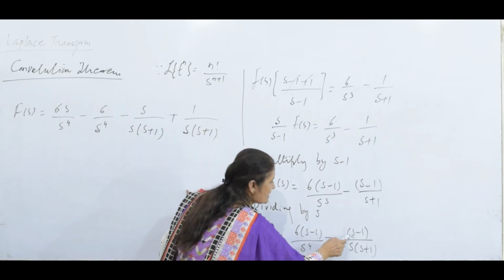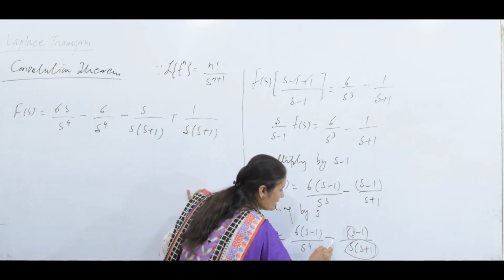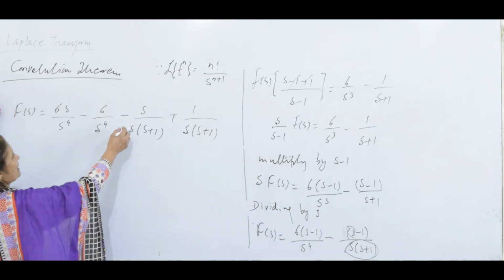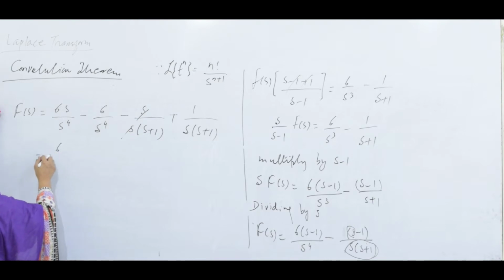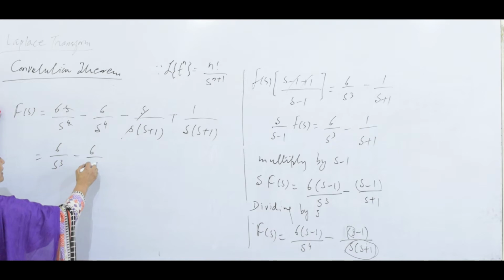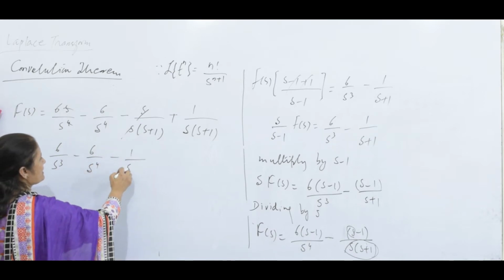I have this s divided by both, and then minus minus plus 1 divided by both. So this is going to be, this s goes. Here 6 over s cube, 1 s goes. Minus 6 over s4 minus s plus 1.